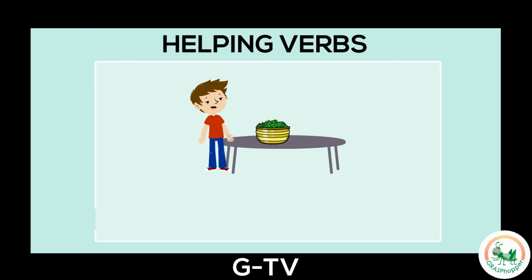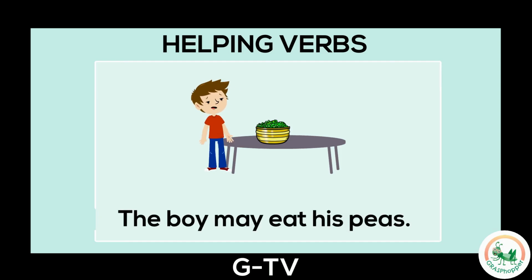Let's take a look at this sentence. The boy may eat his peas. The word may is giving more information about the action word eat. It tells us that the boy isn't sure if he will eat the peas. The word may is the helping verb.